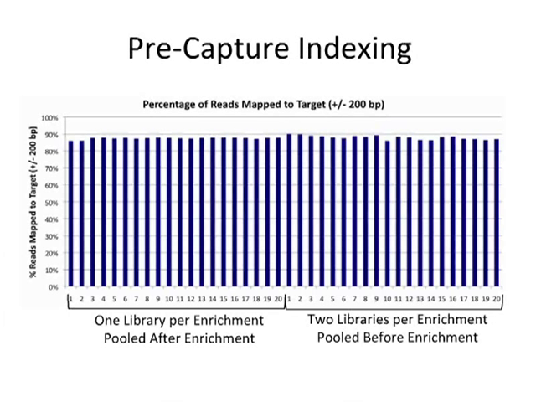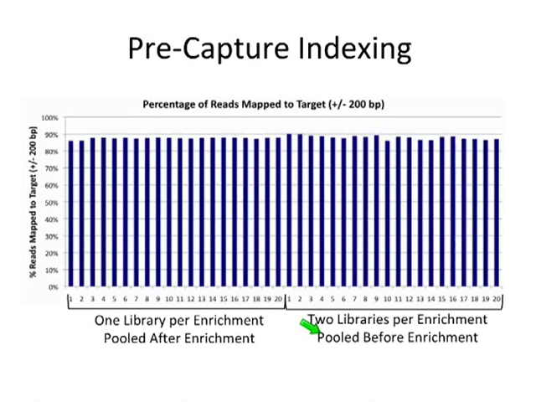This is some validation and testing data shown on this side of the slide. Samples 1 through 20 here had 1 library per enrichment, pooled after enrichment. And then on the y-axis is percentage of reads mapped to target plus or minus 200 base pairs. So we're in the high 80% to just touching 90%. And then 2 libraries per enrichment pooled before enrichment are shown on the right-hand side over here.